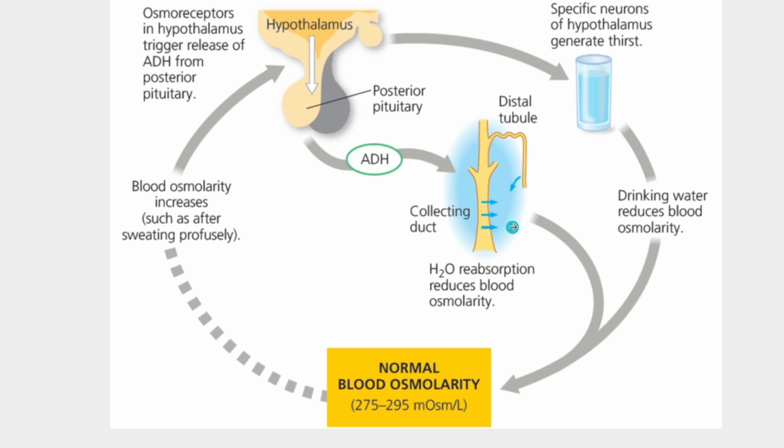Aquaporin water channels will fuse to the plasma membrane of the kidney tubule. So when it is more permeable to water, it will increase water absorption. Water is absorbed into the interstitial fluid and then finally goes to the blood.